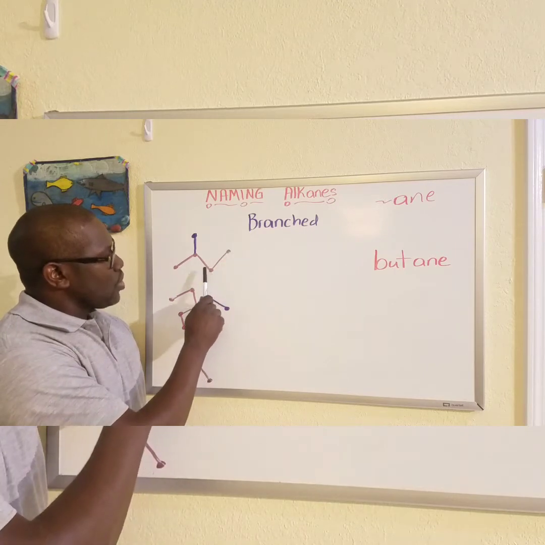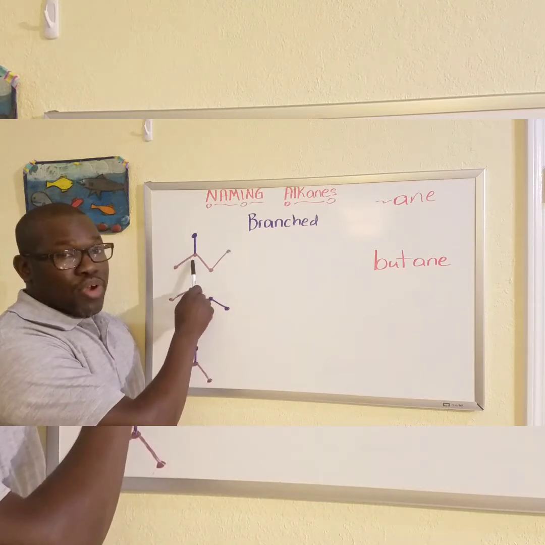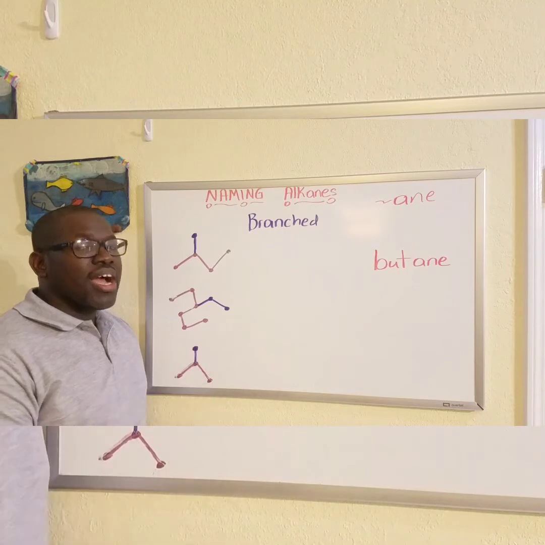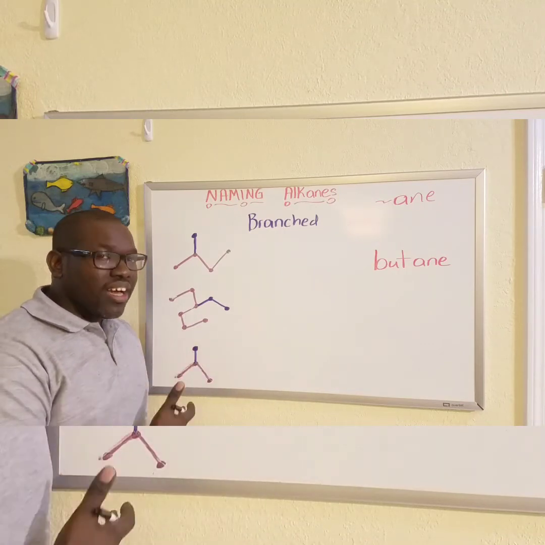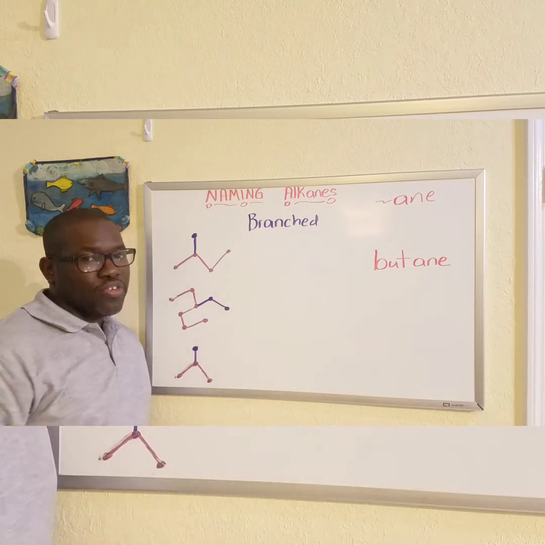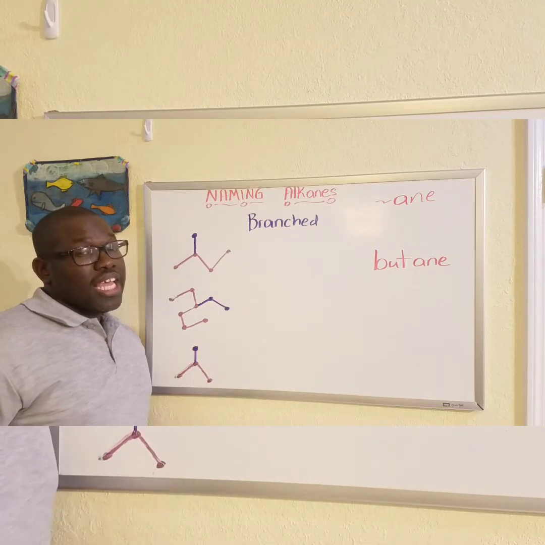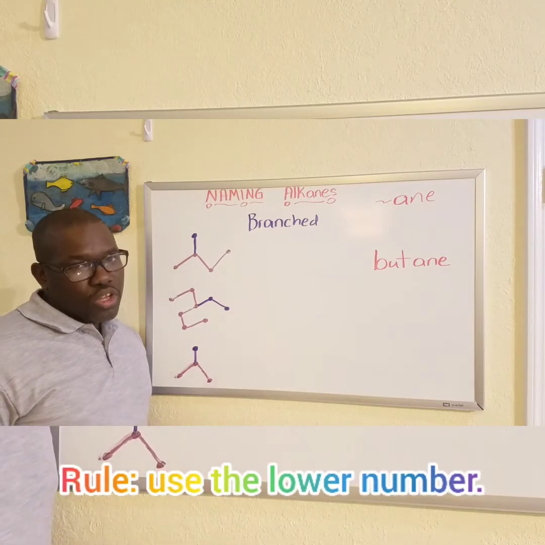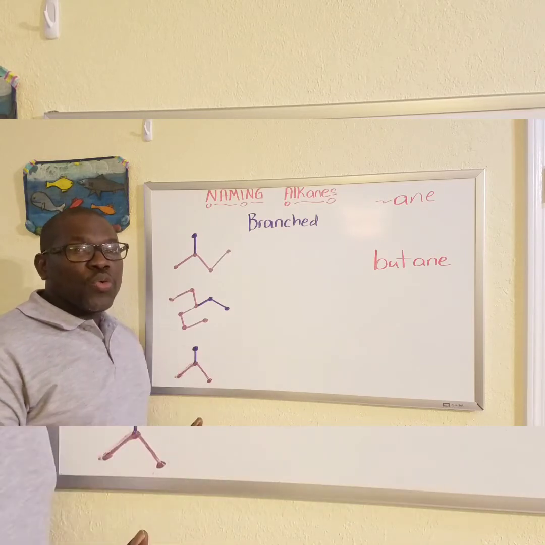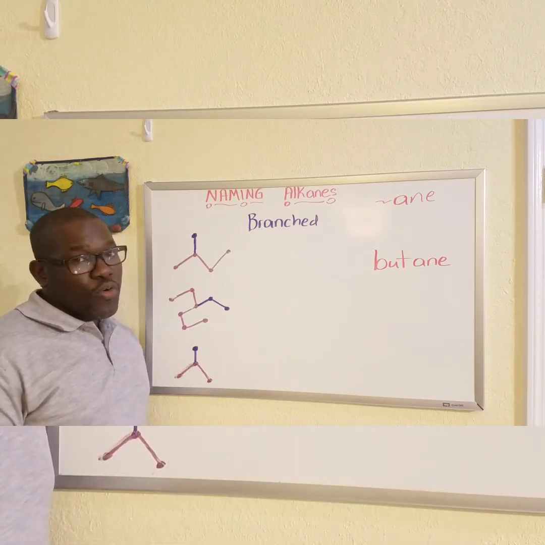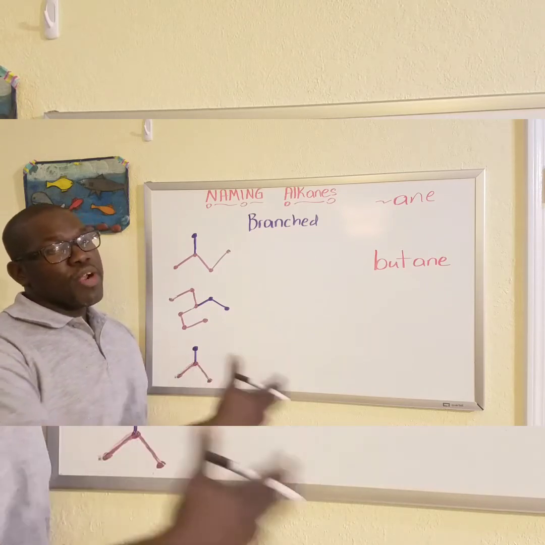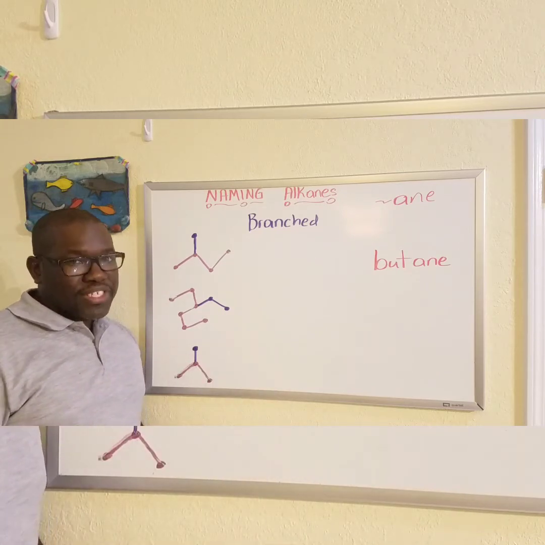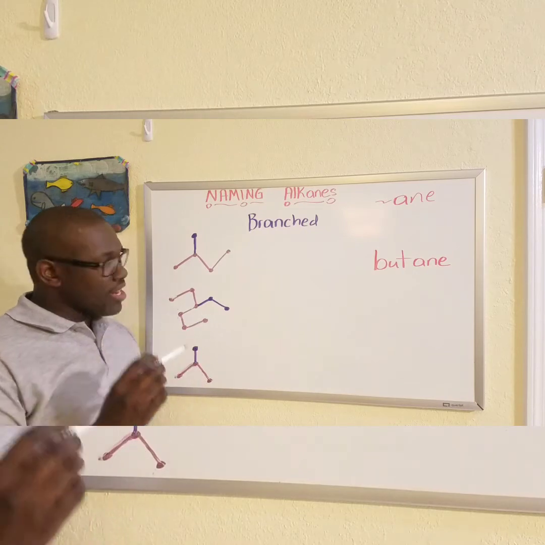And when I count from right to left, let's see where the branch is. 1, 2, 3, 4. So the branch is on the third carbon, counting from right to left, and on the second carbon, counting from left to right. Now the rule says that you should use the number which is lower. The last time I checked, 2 was lower than 3. So therefore, we're going to use 2. In other words, we're going to be numbering our carbon chain from left to right. And I'm going to use my black marker here to do that.